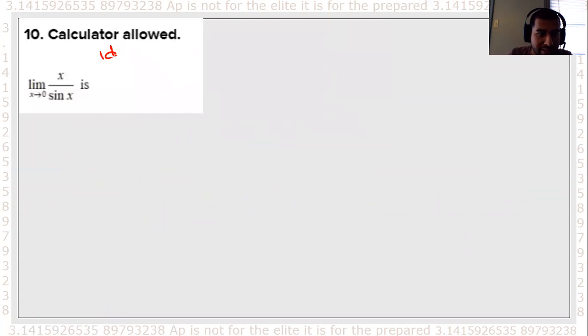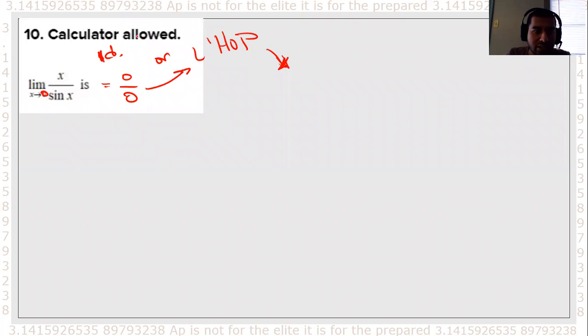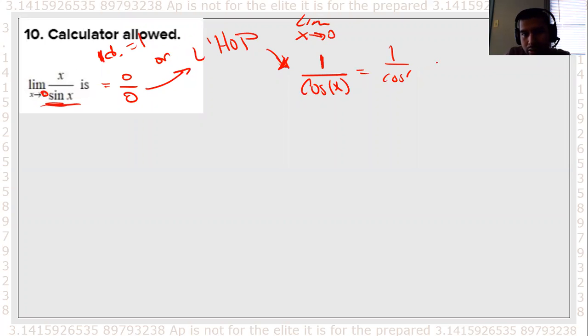This one is an identity, or you guys know L'Hopital's rule, right? So whichever one you want to do, because if we substitute 0, it gives us 0/0, right? So that means I can use L'Hopital's rule. That's the way I did it, since we know the identity tells us it's 1, but if you just want to find that out, we derive the top, it's 1, and we derive sine, gives us cosine of x. And the limit, we try it again, once it goes to 0. So 1 over cosine of 0 gives us 1 over 1.